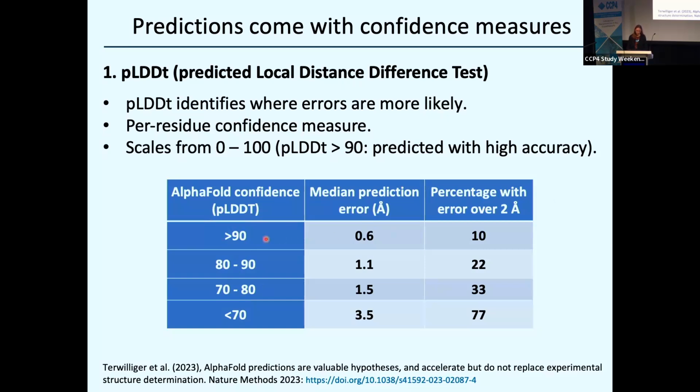If we are in this high accuracy, high PLDDT regime, then the median prediction error is 0.6 angstrom, and we have about 10% of residues with over 2 angstrom error. However, if we have less than 70 for the PLDDT, the median prediction error is much larger, 3.5 angstrom, and almost 80% of residues have an error over 2 angstrom.